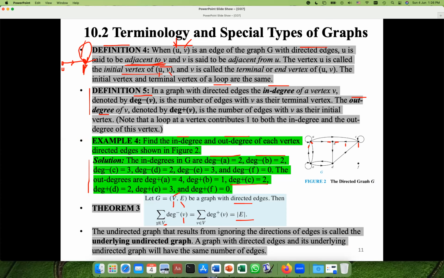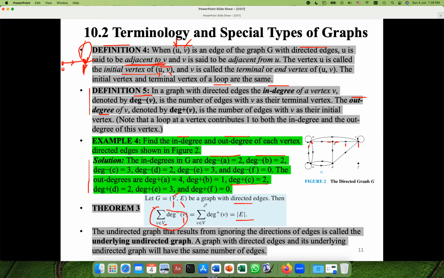So deg minus V means what? This small v belongs to capital V. Capital V is the set of vertices in that graph. So you can just suppose that this is V1. So in degree of V1 plus in degree of V2 plus in degree of V3 and so on, plus in degree of Vn. So now you have summed up all the in degrees of that graph.